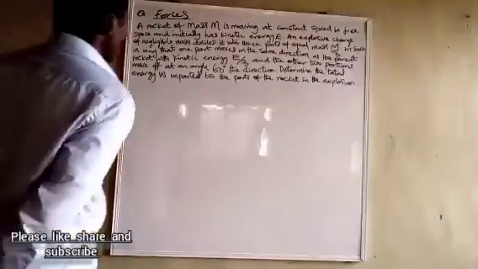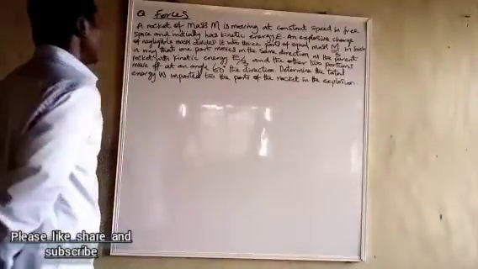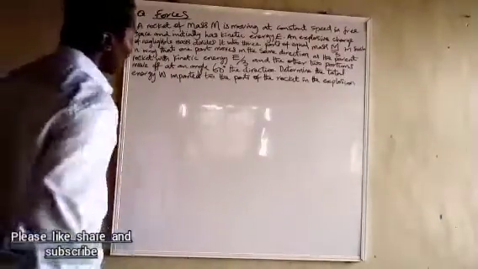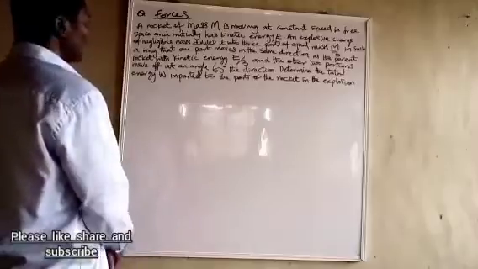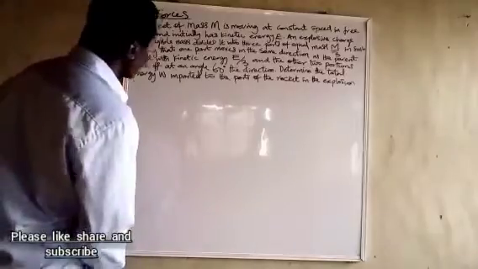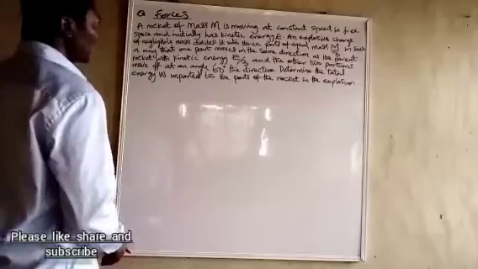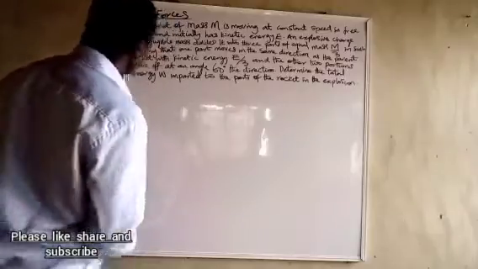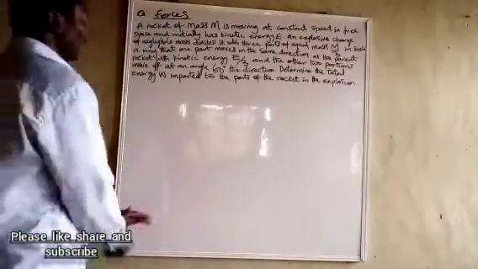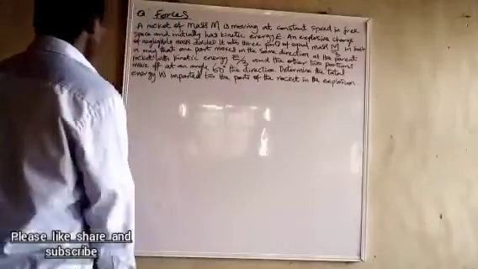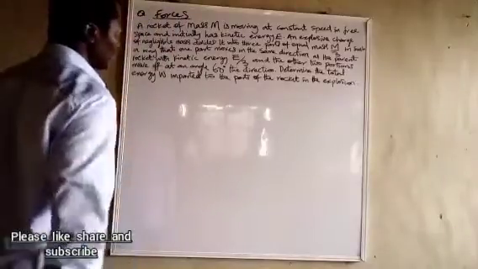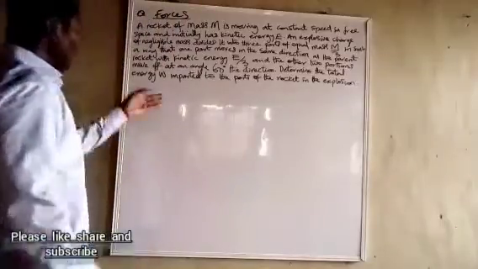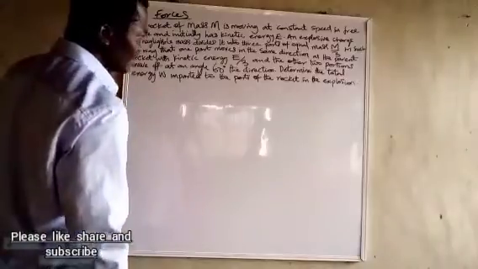A rocket of mass m is moving at constant speed in free space and initially has kinetic energy E. An explosive charge of negligible mass divides it into 3 parts of equal mass m over 3 in such a way that one part moves in the same direction as the parent rocket with kinetic energy E over 3, and the other 2 portions move off at an angle of 60 degrees to the direction. Determine the total energy W imparted to the parts of the rocket in the explosion.